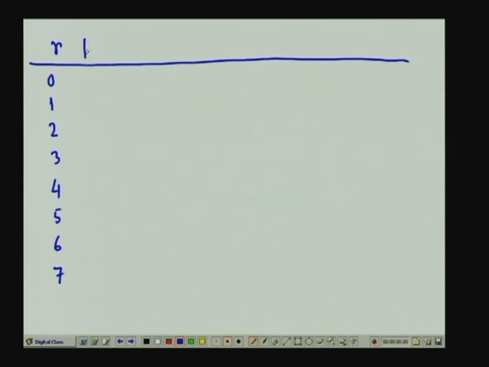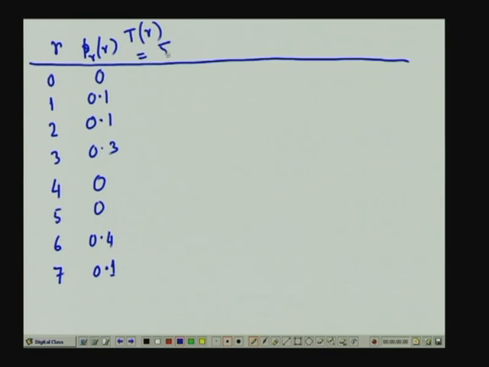The corresponding probability values are given by 0, 0.1, 0.1, 0.3, 0, 0, 0.4 and 0.1. Then obviously, from this probability density function, we can compute the transformation function T(r), which is nothing but the summation of p_r(i), where i varies from 0 to r.